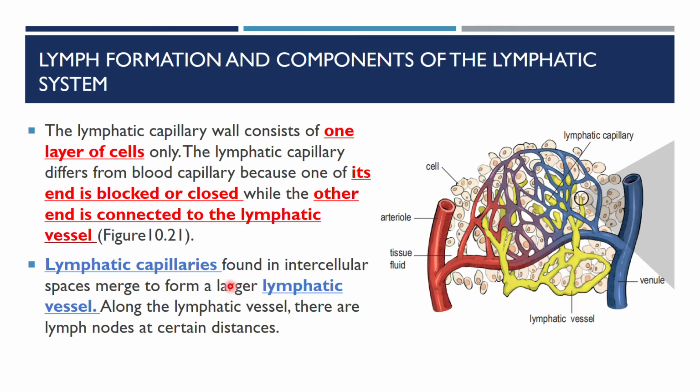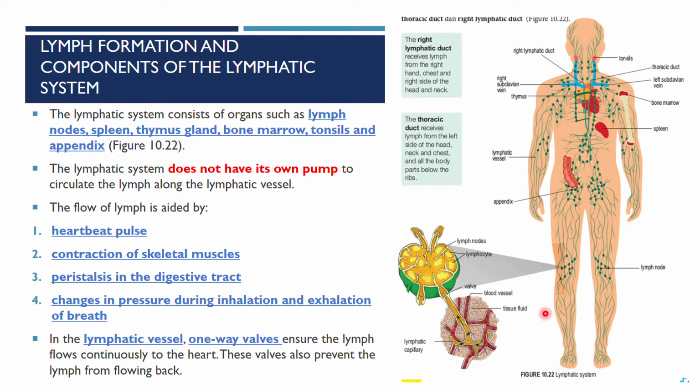And lymphatic capillaries found in the intercellular spaces will merge to form larger lymphatic vessels, and along the lymphatic vessels you can see some lymph nodes at certain distances like this one. So what are the organs that form these lymphatic systems? They are the lymph nodes, the spleen, the thymus gland, the bone marrow, tonsils, and also the appendix.